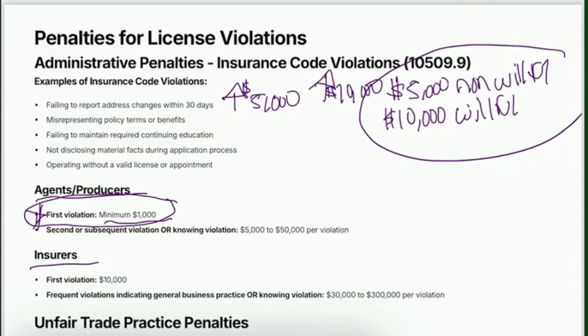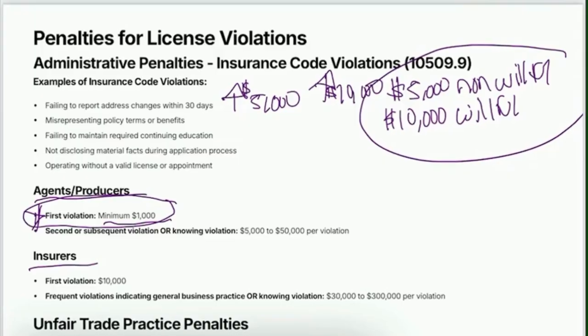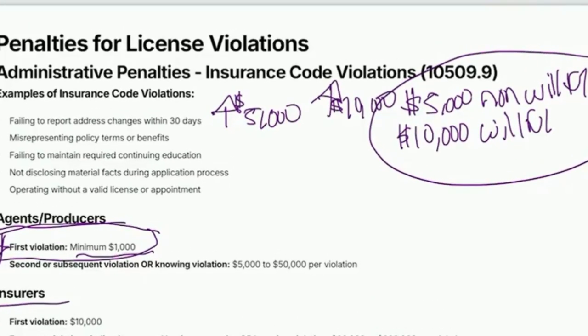Second or subsequent violation or knowing violation, $5,000 to $50,000. This is just a range, okay? When we're talking about $50,000, this is when we're going to get into fraud. And it can be 10,000 for willful, things like that. So this is just giving you kind of the range that the commissioner can work within. You're generally going to see the $5,000, $10,000 questions, right? Non-willful and willful, then you know what they're asking for exactly.